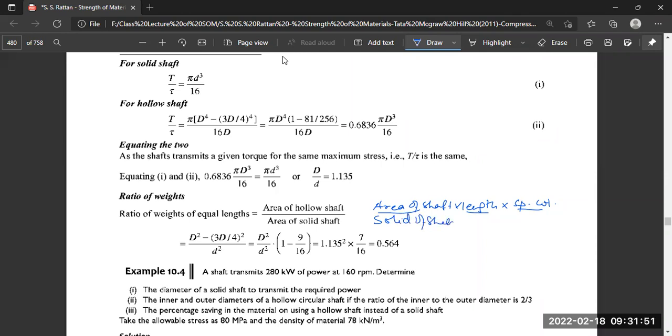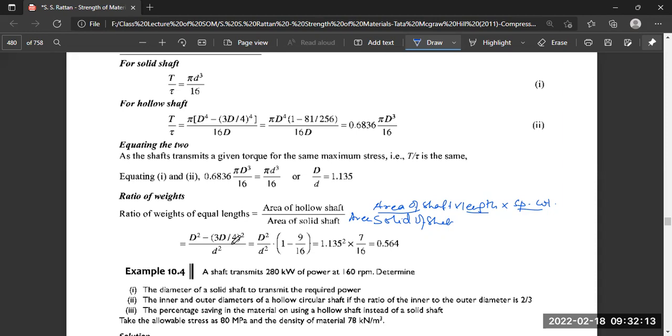Ratio of the weight of equal length, area of the solid shaft. So what we are doing, area of the hollow shaft becomes pi by 4 times capital D squared minus small d squared, where D is the outside diameter and small d is the inner diameter. And we know the relation between capital D and small d squared.